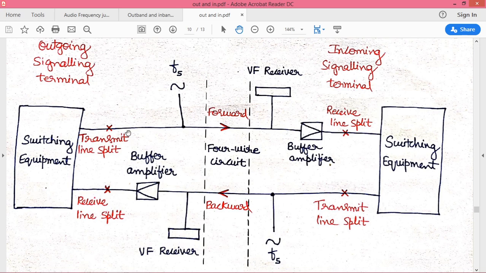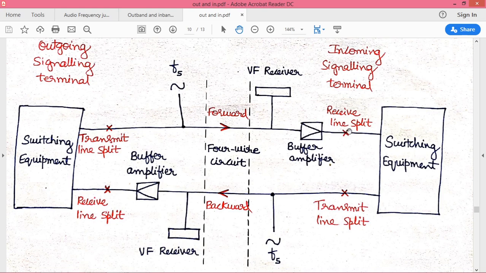Please note we are using a line split at the transmitter end, as well as a line split at the receiver end. This line split is used to confine the control signal, which is sometimes also called a tone signal, into the concerned link, into the concerned circuit. With the help of this line split, we are able to add this tone signal or control signal into our system.